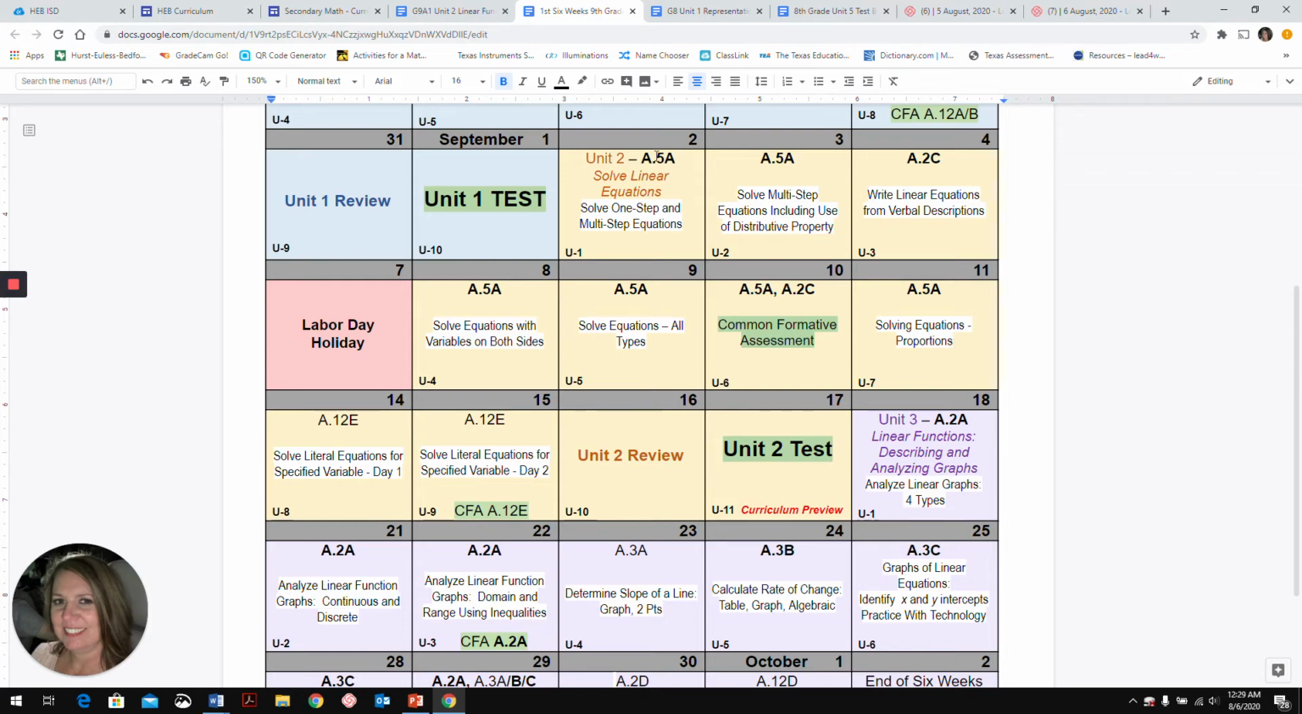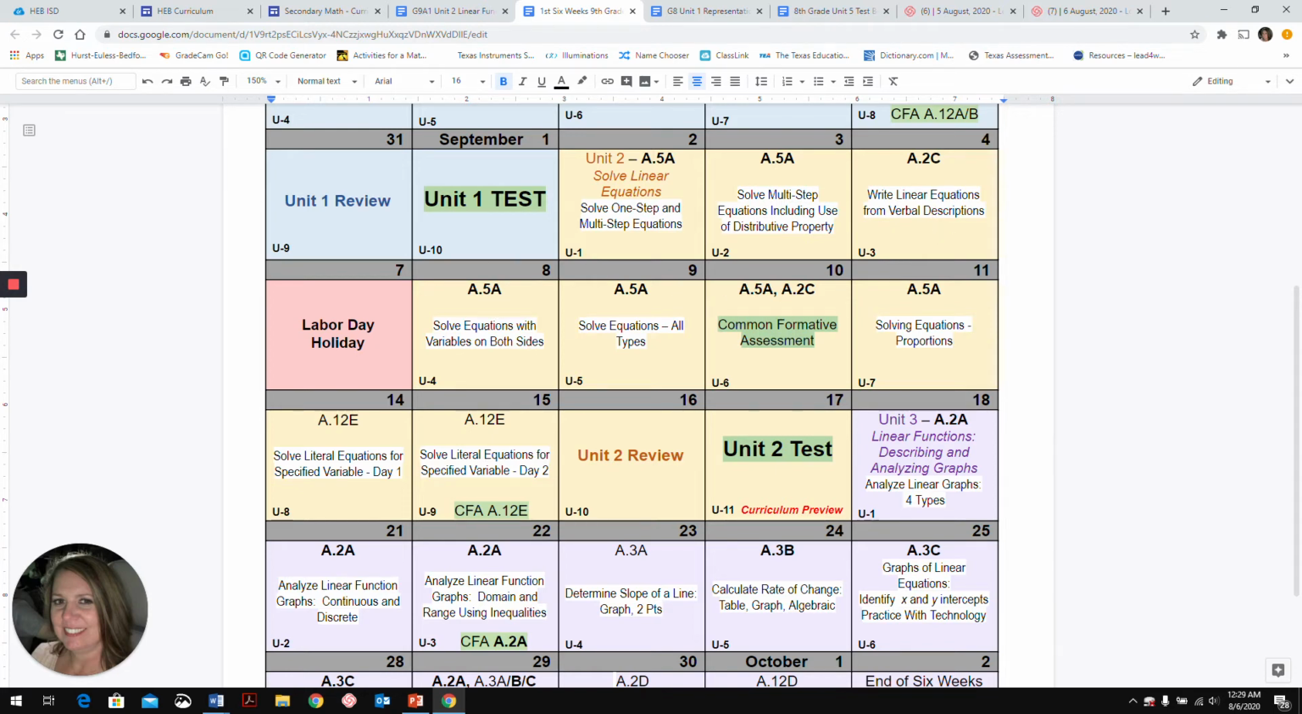So we can see that TEKS A.5a, we're teaching that on the first day of the unit, the second day, the fourth, the fifth, and the 7th day of the unit. Well, the first day, we're solving one-step and multi-step equations. That's really review. I mean, that's not really an Algebra 1 TEKS. But moving on then, on day 2, we bring in the distributive property. That is algebra. Then the next day, we write linear equations. That's a different TEKS, but that's where we felt like it would fit well.